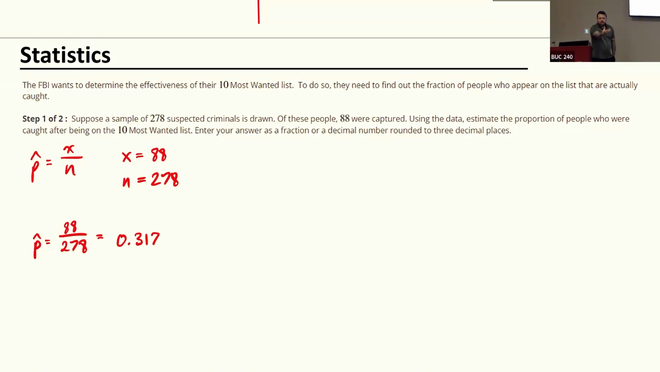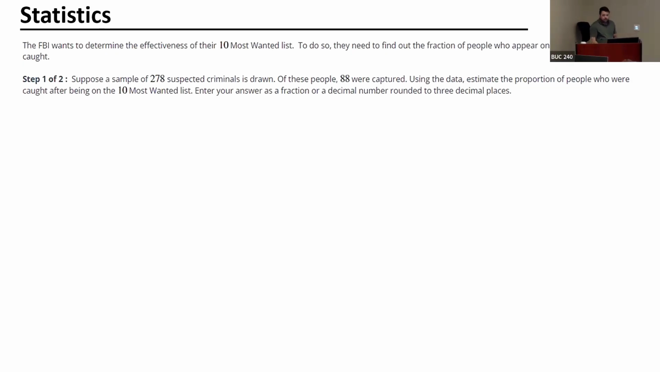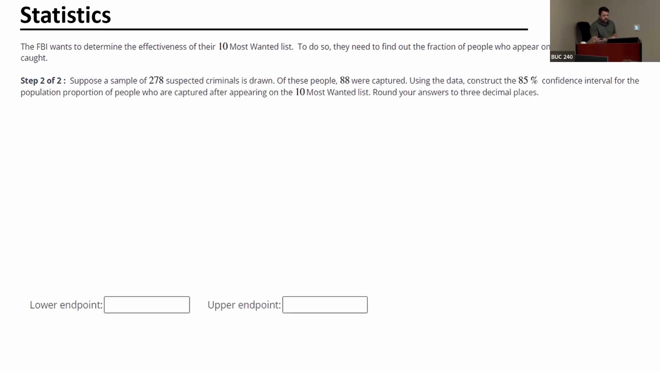Because we were looking, how many were captured? 88. Exactly. How many is the total sample size? 270. And then we just do simple division and we're good to go after that. Okay, well, since you know your 0.317, let's go to step 2.